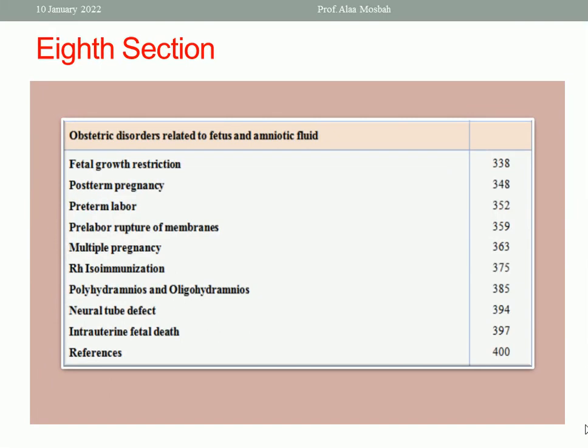The eighth section starts with fetal growth restriction, post-term pregnancy, preterm labor, going through prelabor rupture of membranes, multiple pregnancy, Rh isoimmunization, polyhydramnios and oligohydramnios, neural tube defects, and intrauterine fetal death. And as you see, this section is related to obstetric disorders related to the fetus and amniotic fluid, and it ends with references at page 400.